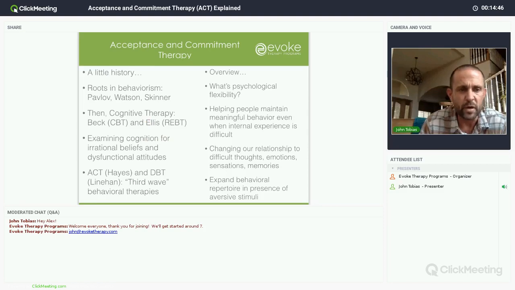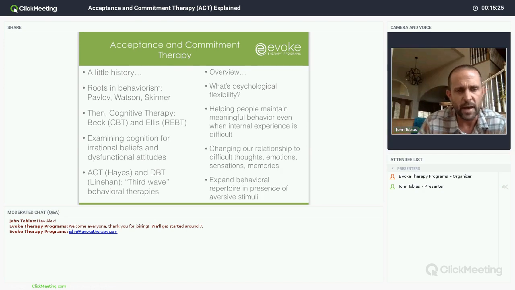All right, brief overview and brief history of ACT. Talk a little bit about where acceptance and commitment therapy comes from. It has its roots in behaviorism. And some of you, most of you maybe, may have heard about Pavlov and Pavlov's dog. He trained his dog to salivate at the ring of the bell. So the conditioned stimulus was the ring of the bell, and it elicited this response of salivation. Then there was Watson and B.F.